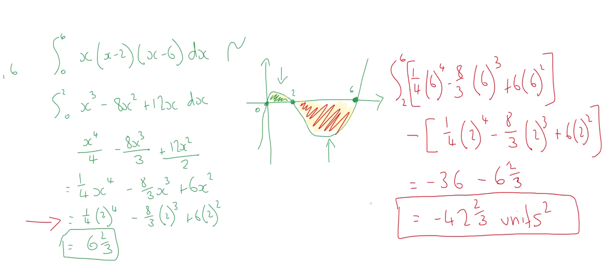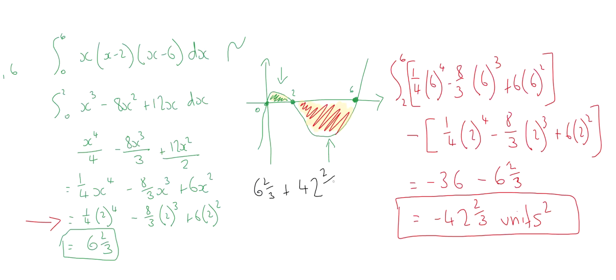Now, I need you to use your brain a little bit and think about the fact that this is negative. The red bit being negative isn't helpful because you can't have negative area. So it's only negative because it's below the x-axis, but the area is still a positive number. So I really have 6 2/3.